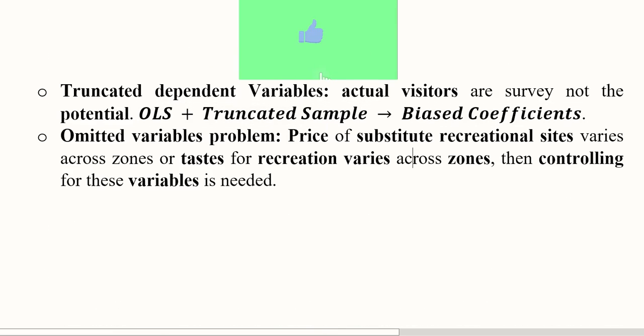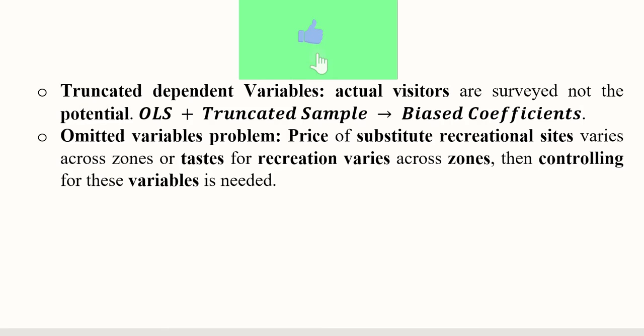And we can also consider the fact that truncated dependent variables are involved, because the actual visitors are surveyed, not the potential visitors. Which means that if we apply OLS on the truncated sample, where only the actual visitors are surveyed and the potential visitors are omitted, then we will get biased coefficients, that is, biased slope coefficients. So this is another problem. The solution for that is simply to use some advanced tool for estimation that will cover the problems caused by the truncated sample.